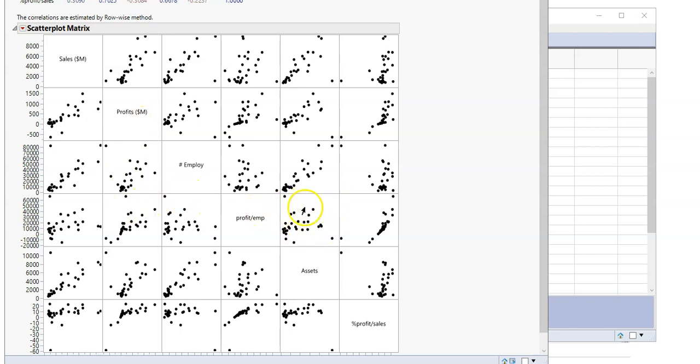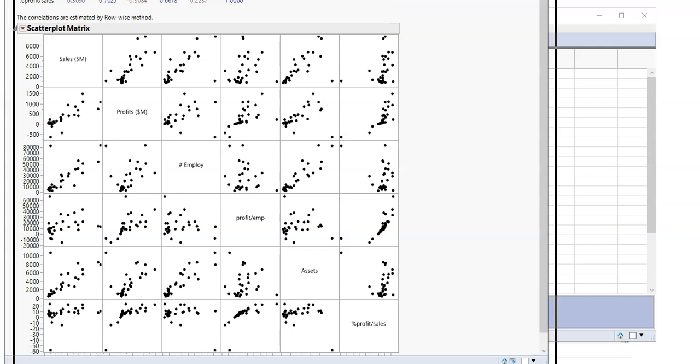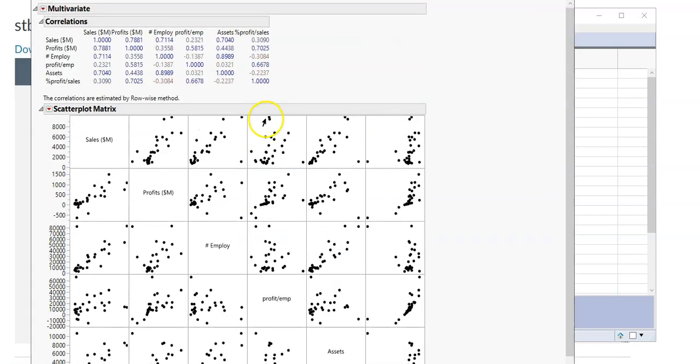And this one right here is for profit per employee and asset. That's the scatter plot, or correlation, between profit per employee and asset. And what else does this give us? Other than the scatter plots, we also have up here these numbers, which are correlations.